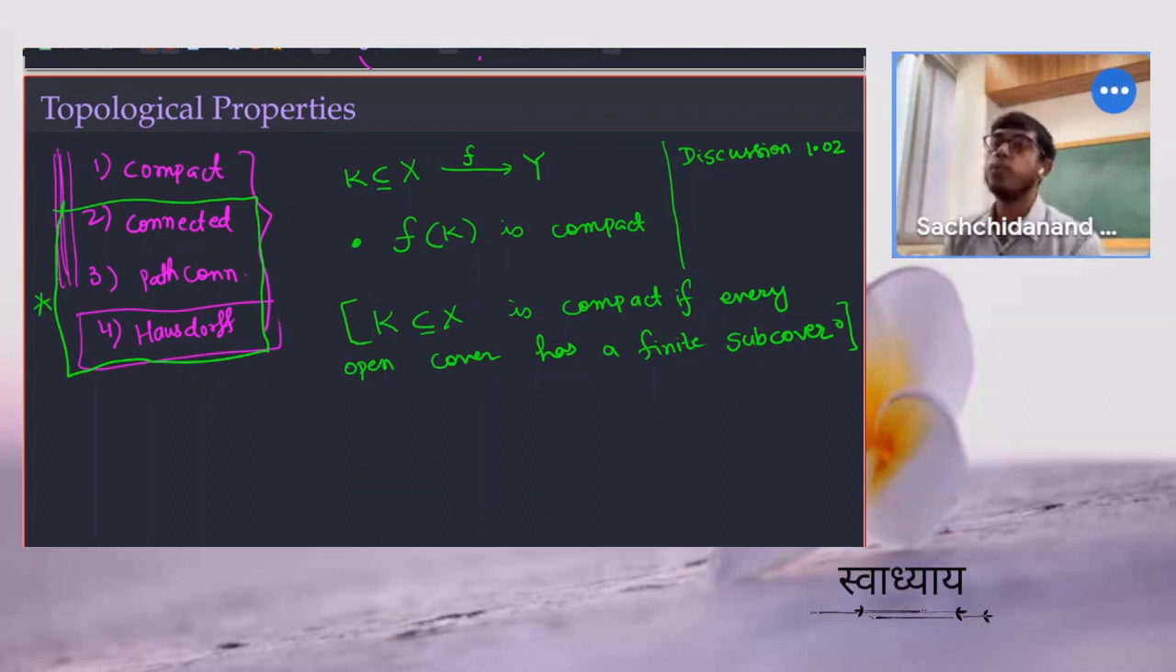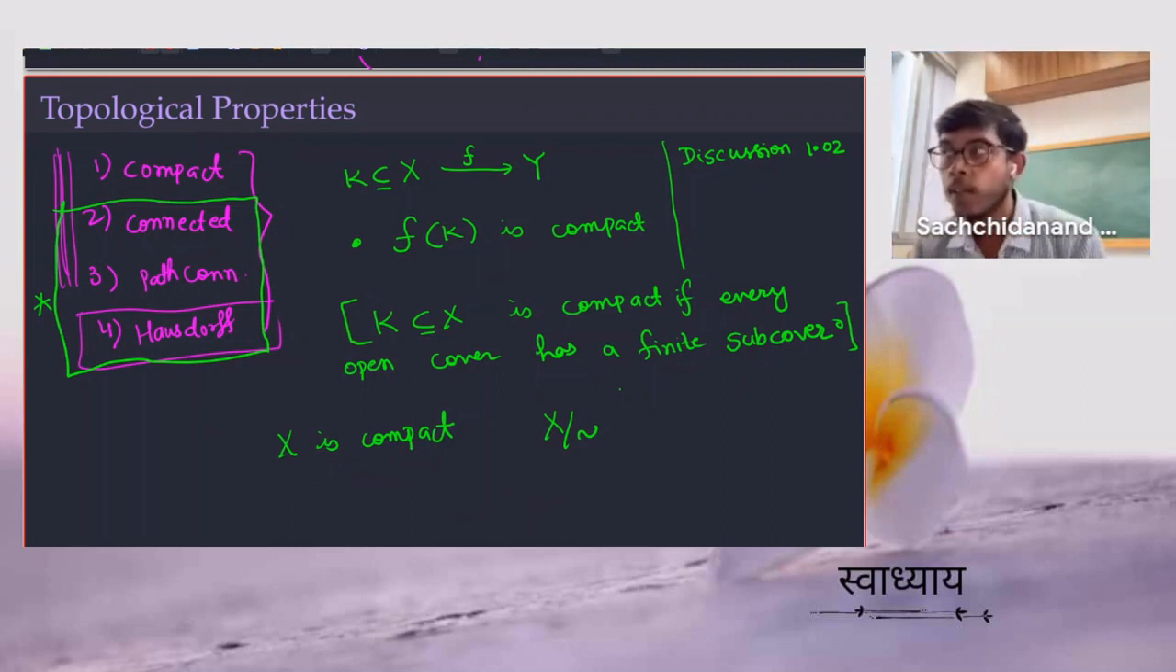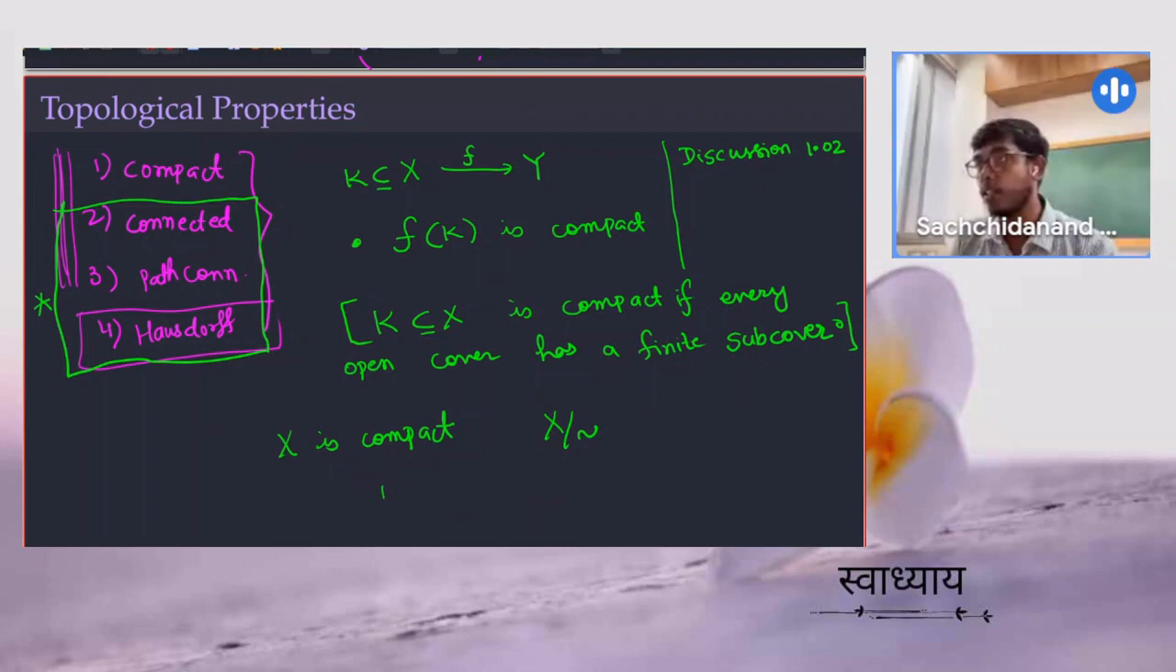So with the things written on the screen, if X is compact, what can you say about X mod tilde? It's also compact. Why? Pi is continuous. Yeah, so we know that pi of X is continuous, so pi of X will be compact.